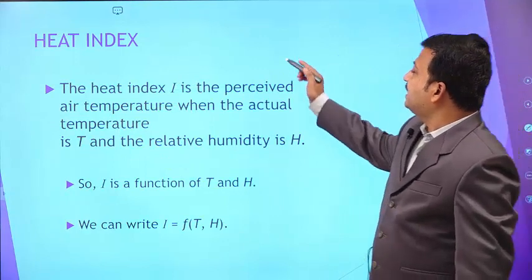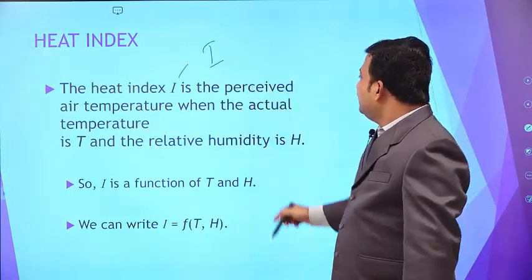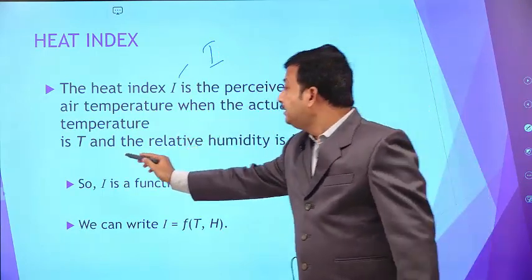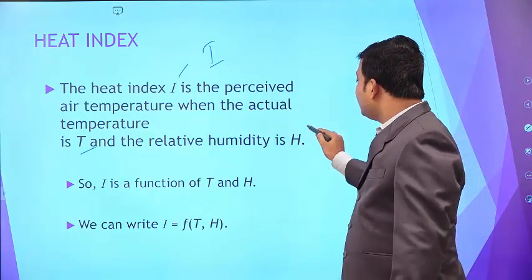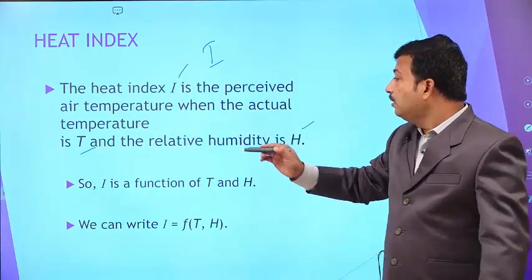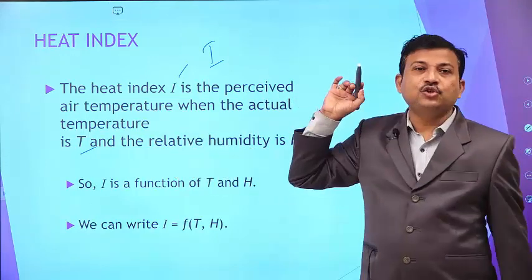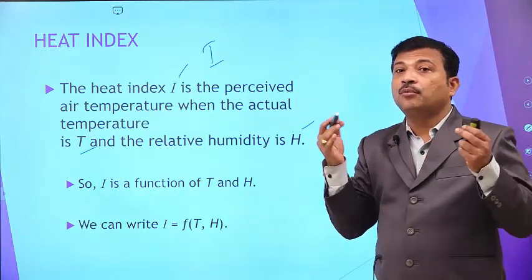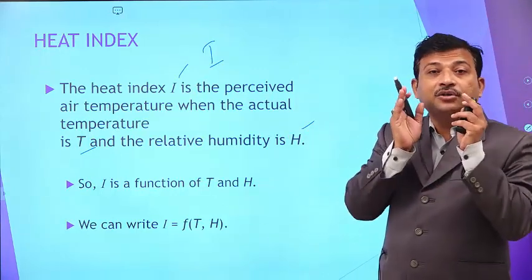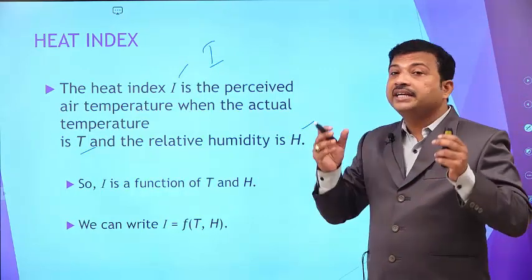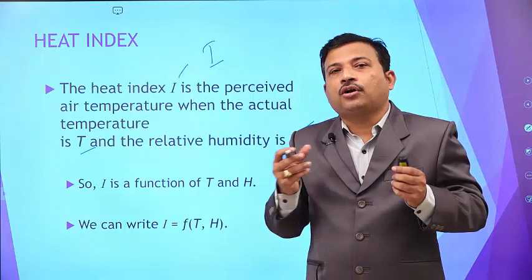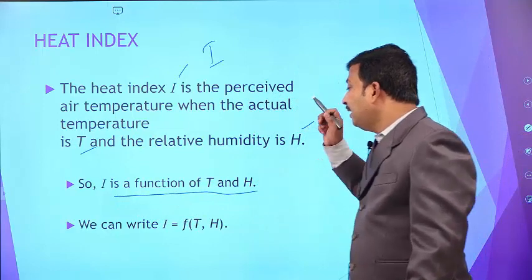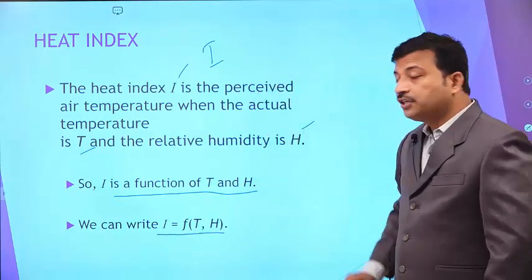The heat index, let us take it as I, is the perceived air temperature when the actual temperature is T and the relative humidity is H. So I depends on temperature and humidity. Here both variables are there. So I is a function of more than one variable, and that is nothing but temperature and humidity. So we can write I is a function of T and H.